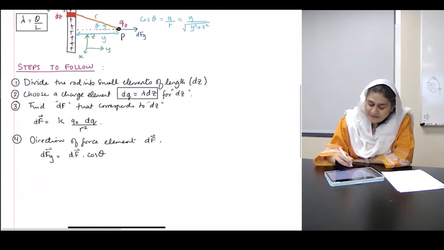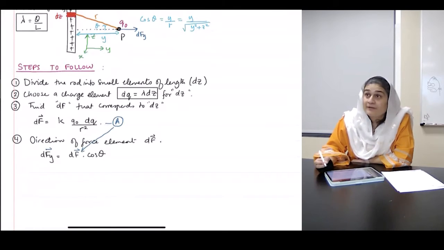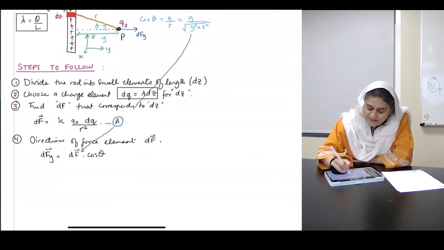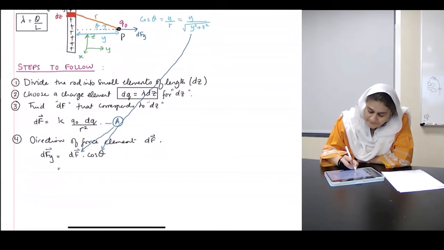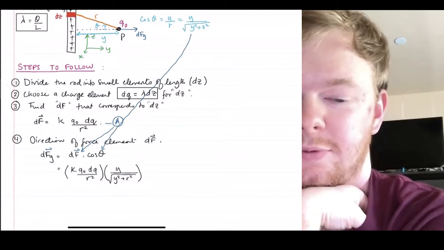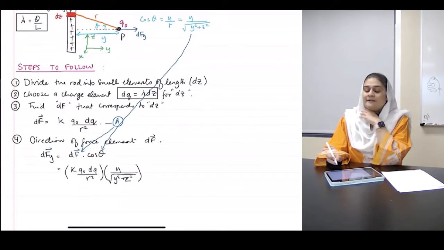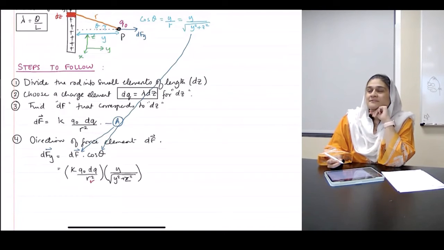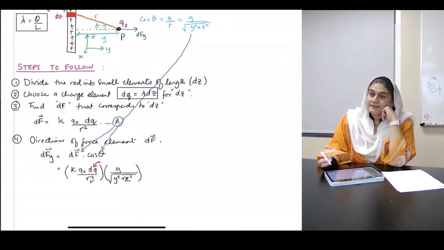Now, may I replace the value from A into here? May I also replace the value of cosine of theta into here? What do I get? k q0 dq over r squared times y over the square root of y squared plus z squared. Yes, it should be z squared. Thank you. Now, may I replace this r squared as well? And can I also replace the dq here?